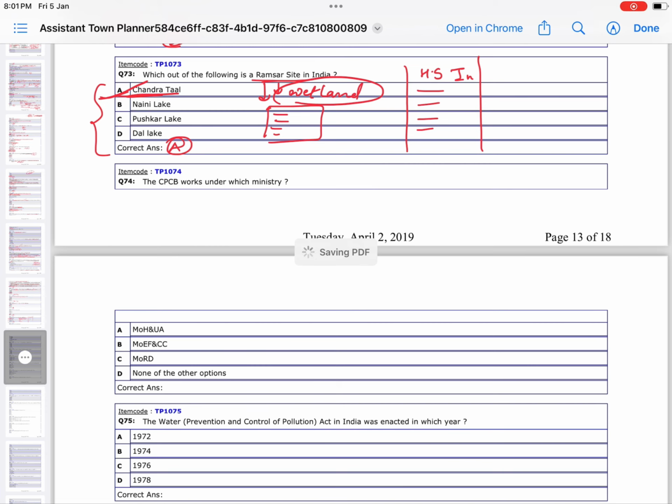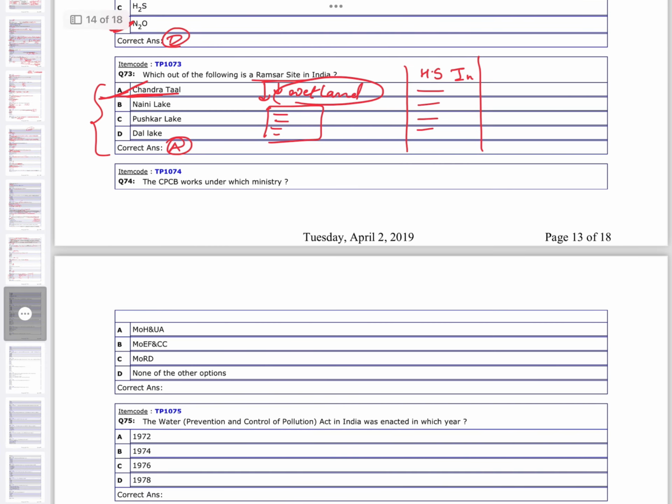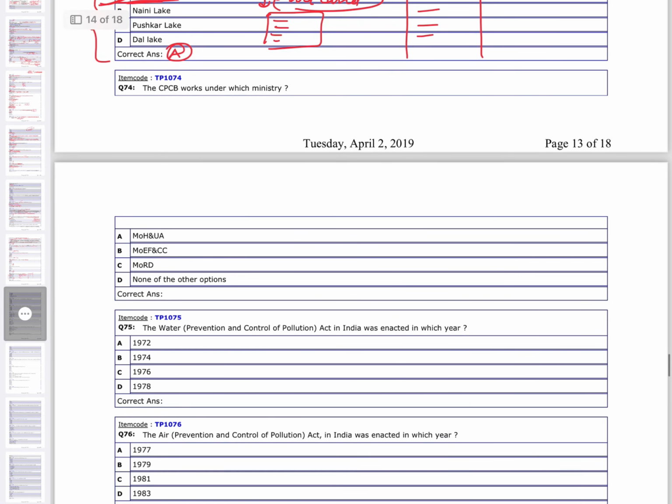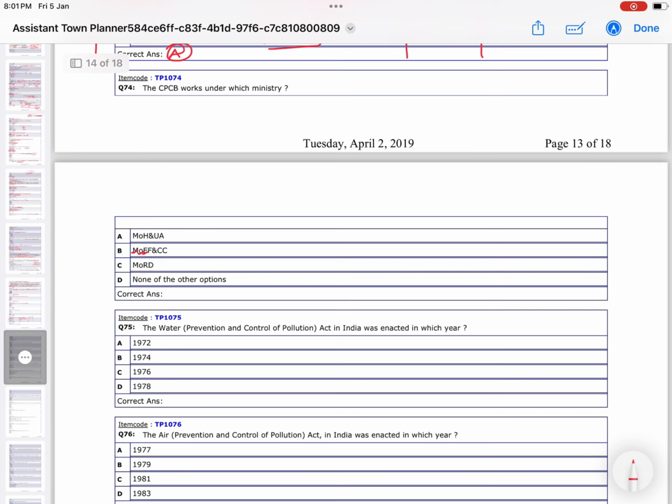Coming to question number 74. CPCB works under which ministry? It works under the Ministry of Environment, Forest and Climate Change. So this is it. It works under B.